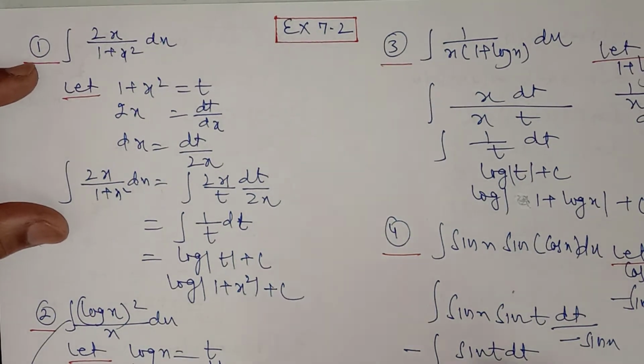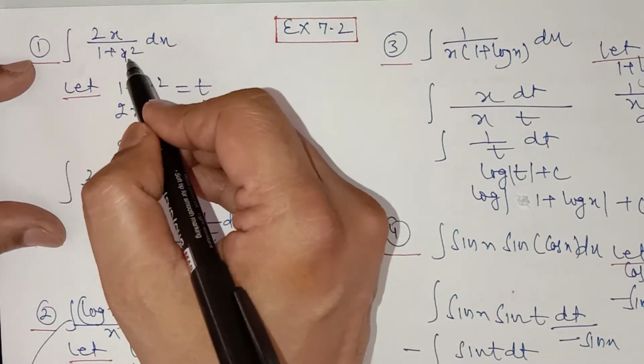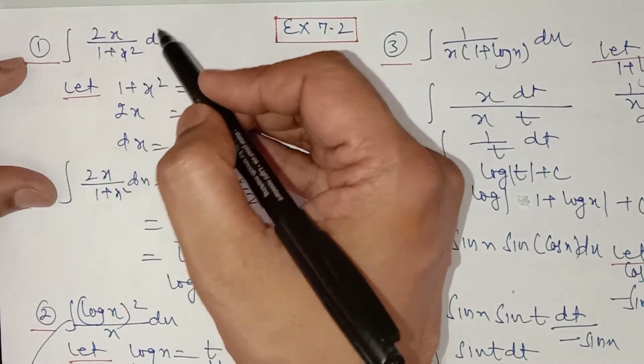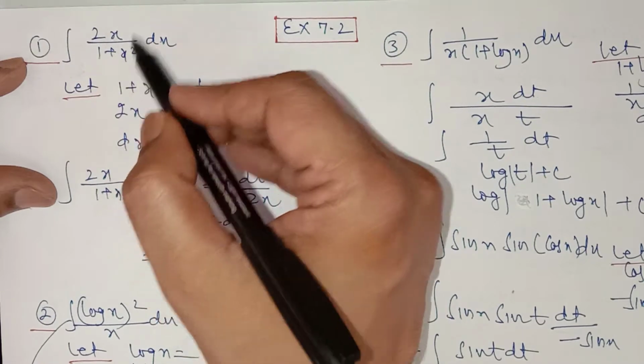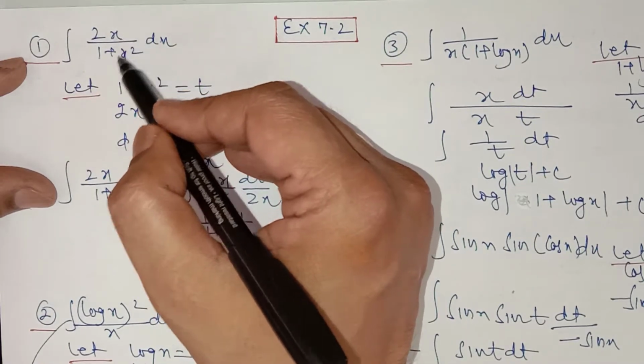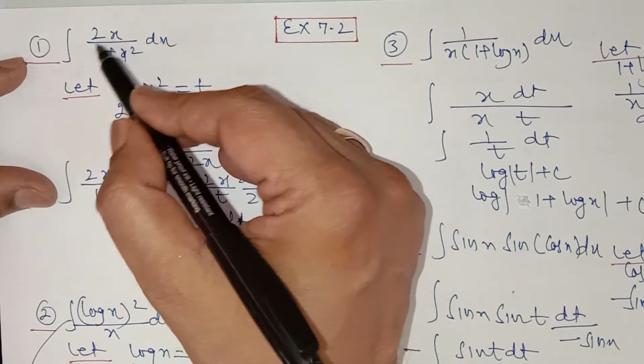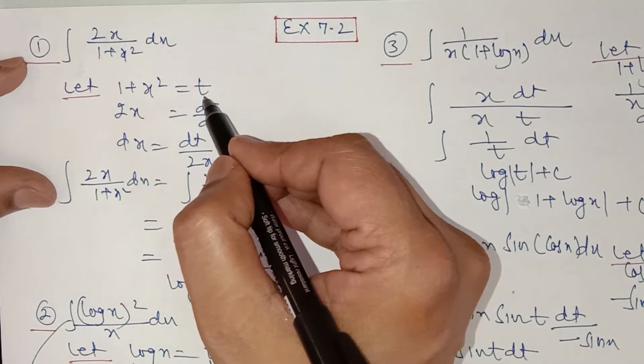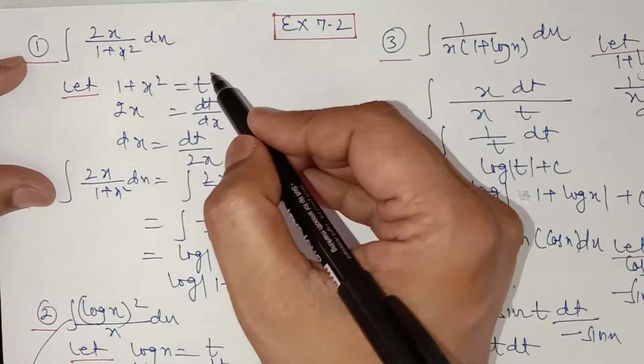Now in question number 1, you have to integrate 2x upon 1 plus x square with respect to x. How do you integrate by substitution? You see that the derivative of 1 plus x square is equal to 2x. So the derivative of 1 plus x square is given, so you let 1 plus x square equal to t. Now find the value of dx. How can we obtain dx?